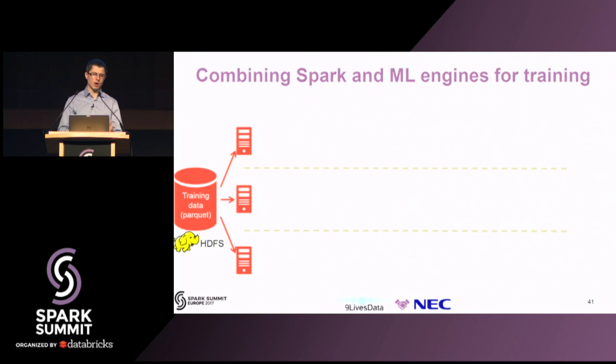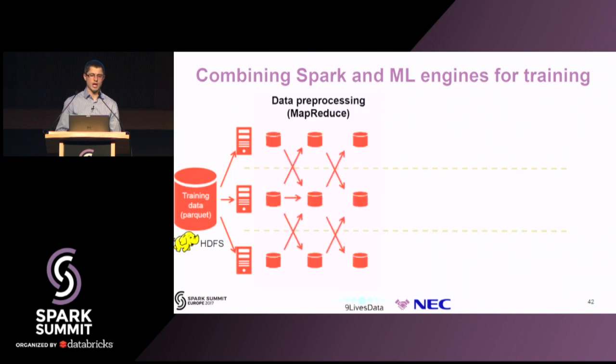And now I'm going to show you how we actually combine Spark and native machine learning engines, and we'll start from the training flow. So let's look at a training flow from the data perspective. So we start from reading data in a parquet format into a data frame, and we spread those data across many servers. Then we perform some data preprocessing using map-reduce paradigm. So we perform missing value imputation or standardization.